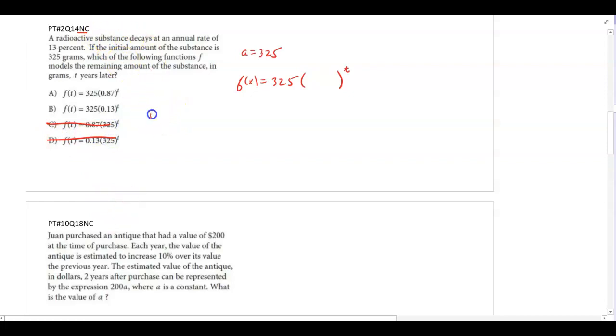Now, if it decreases 13% after that, you know you're going to go 1 minus 13%, because the rate is 13%. So 1 minus 0.13 is going to give you 0.87. Therefore, your b value is 0.87, and that would be letter A.